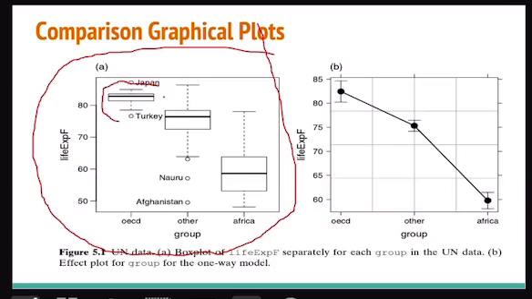Now here, I'm actually going to have the opportunity to see that in the OECD, they have the higher life expectancy. Look at that. Can you see the box plot? They have a higher, followed by the other, and the African is the lowest.